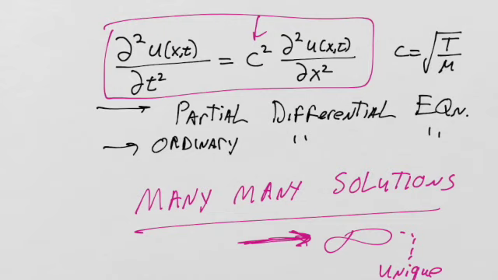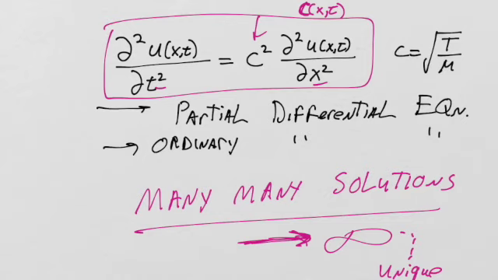If c was not a constant, for example, if c depended on x or t, if the speed of sound on the string was some function of time, like the string was losing mass or had an uneven mass distribution, this would become what's called a nonlinear equation. As it is, it's a linear equation.